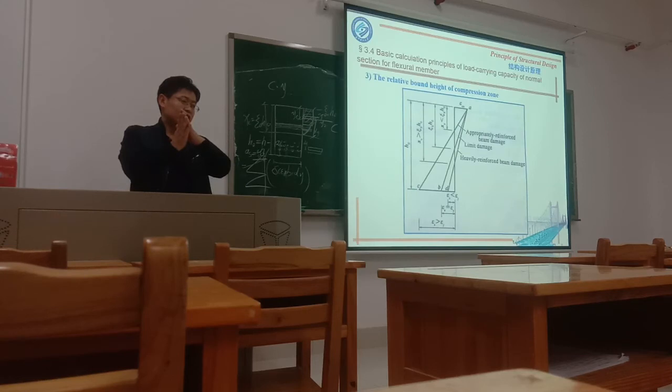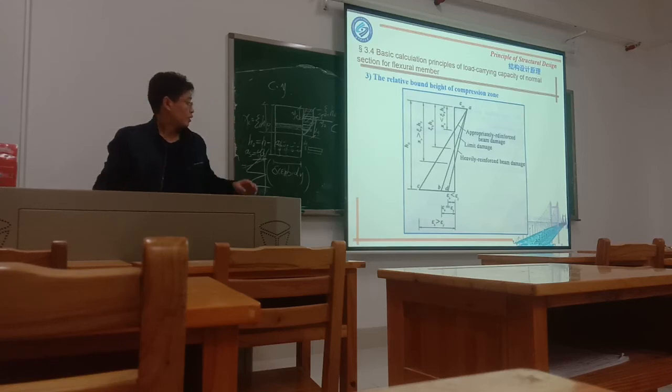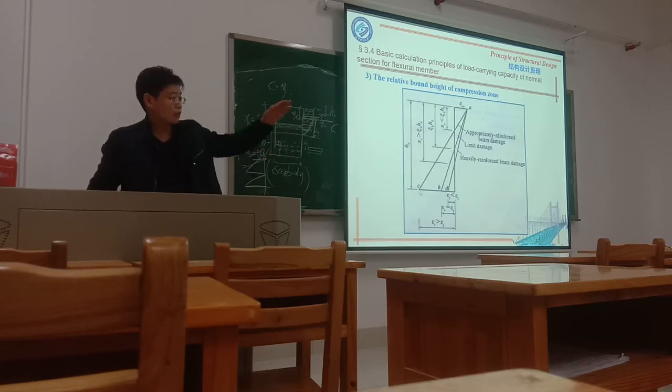Once the reinforcement is smaller than this, or becomes like this AC line, the strain of the steel actually develops larger, it is larger than epsilon y.